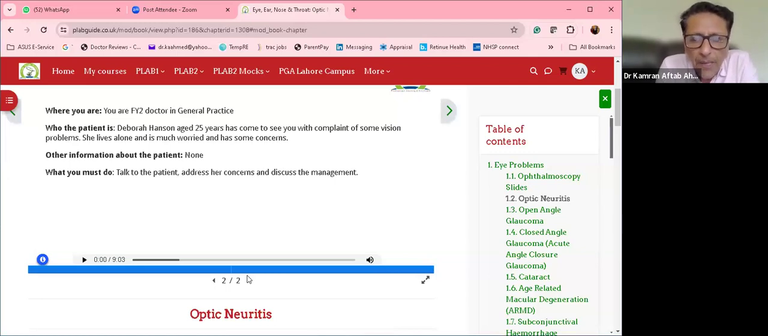So, typically, the patient will be a female in her 20s or early 30s, who comes to you in a GP setting in most cases with some headache, maybe unilateral headache or eye pain, pain in one eye usually, along with blurred vision. The patient may come with loss of color vision as well. So this is very, very typical.